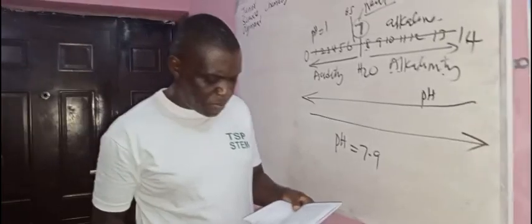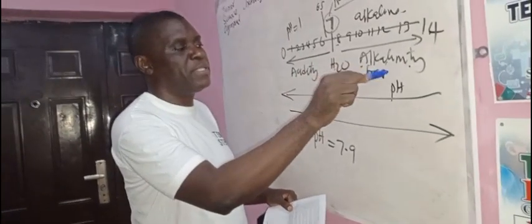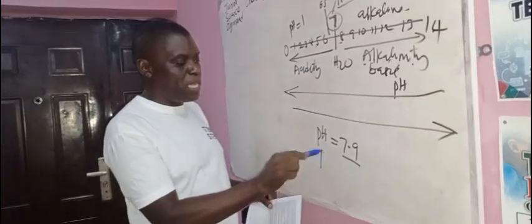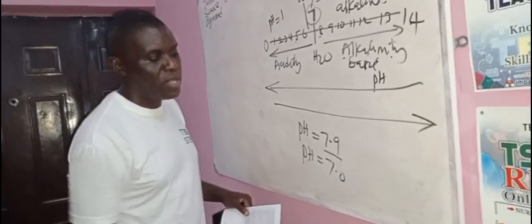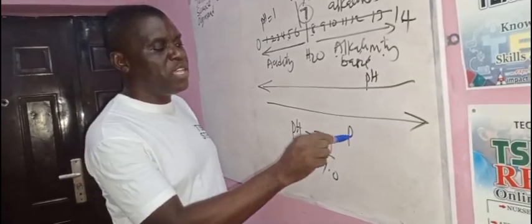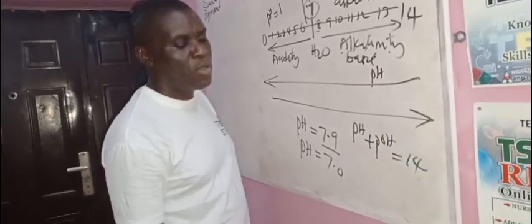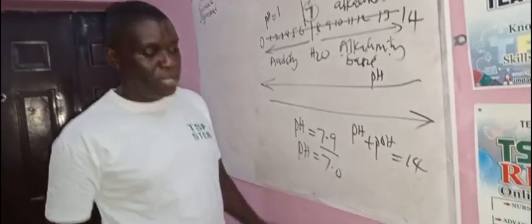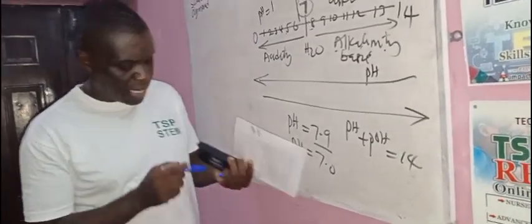A amphoteric, B acidic, C neutral, D basic. Another word for alkalinity is what? Basic. So this is basic. Okay? Neutral. Neutral is when a pH is what? 7.0 or 7. Now take note that pH plus pOH must equal 14. Is that clear? Do you understand? pH plus pOH equals what?